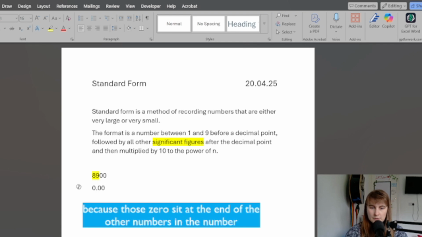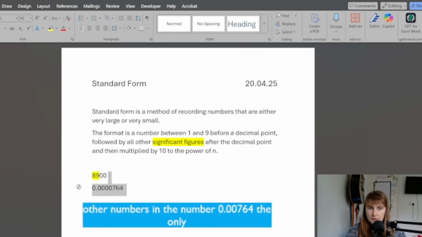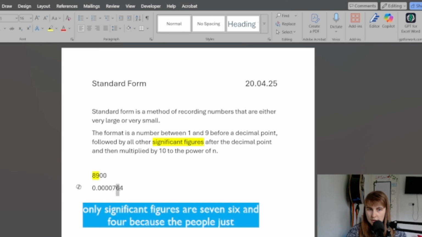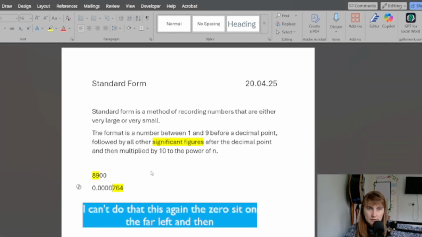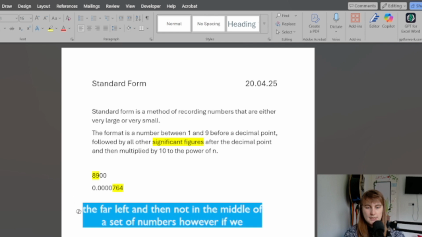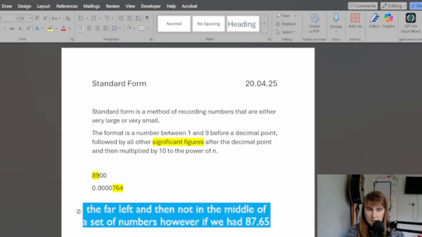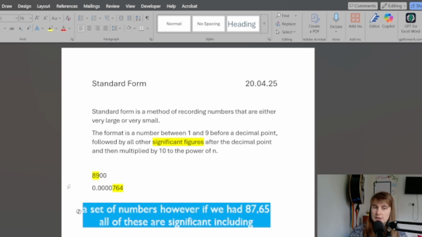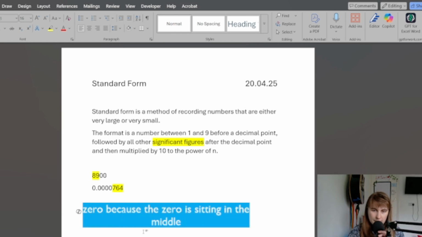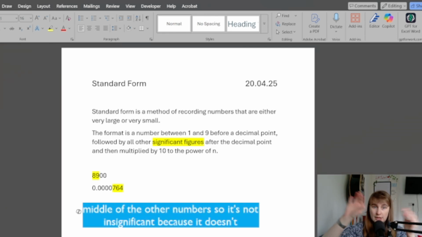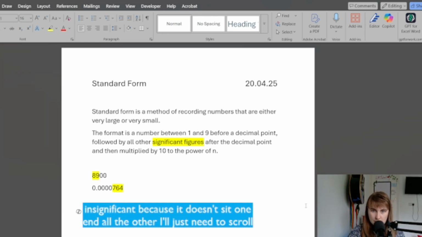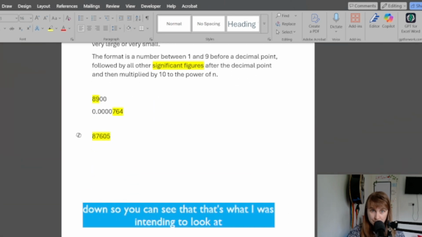In the number 0.000764, the only significant figures are 7, 6, and 4. The zeros sit on the far left, and they're not in the middle of a set of numbers. However, if we had 87,605, all of these are significant, including the 0, because the 0 is sitting in the middle of the other numbers. So it's not insignificant because it doesn't sit at one end or the other. I'll just need to scroll down so you can see that.